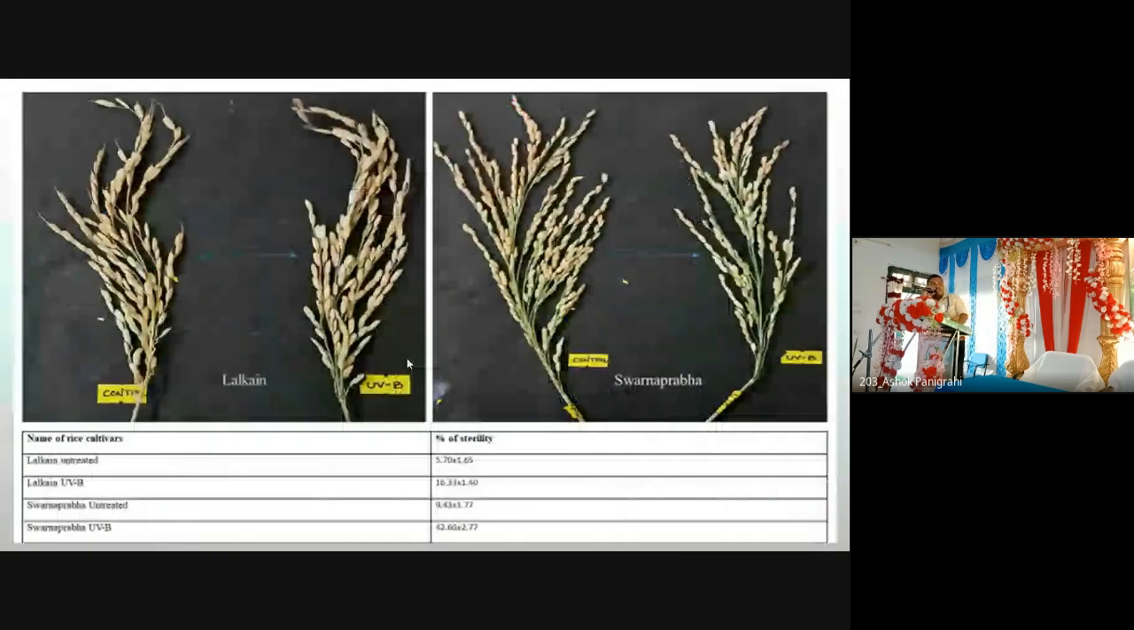And finally, we estimated the percentage of sterility. It is clearly indicated that the Swarnaprabha variety has a sterility of 9.43, but after the UVB treatment, the sterility is very much higher.